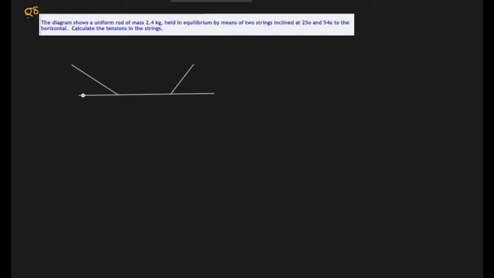The diagram shows a uniform rod. This is a rod of mass 2.4 kg. That means its weight downwards will be 2.4 times 10, mg, that is weight. Held in equilibrium, that means it is not moving, by means of two strings. This is string 1, this is string 2, inclined at 25 degrees and 54 degrees to the horizontal. Calculate the tensions in the strings. Let's say that the tension here is T1 and the tension in this direction in the string is T2. And this system is in equilibrium.